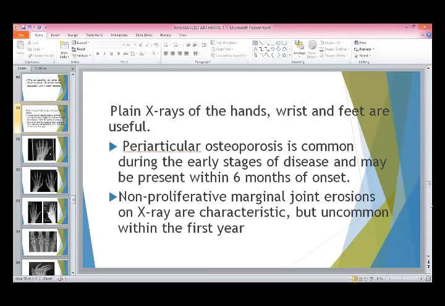Plain X-rays of the hands, wrists, and feet are useful. They can show periarticular osteoporosis, which is common during the early stages of the disease and may be present within 6 months of onset. Then the patient can have non-proliferative marginal joint erosions on X-ray. They're characteristic but uncommon within the first year.